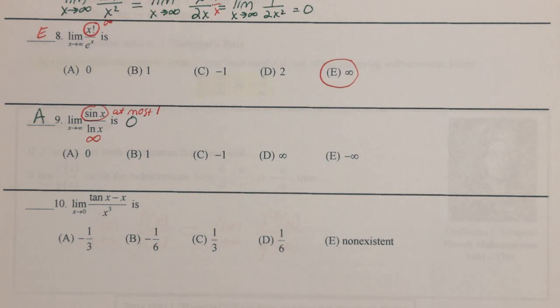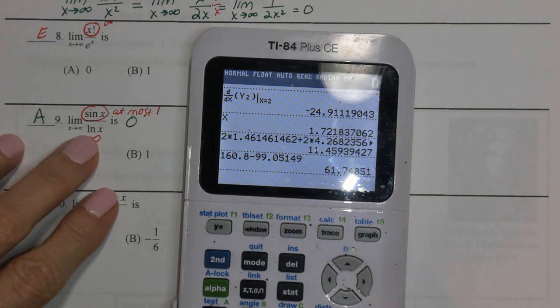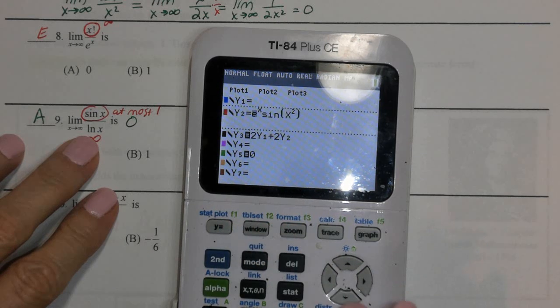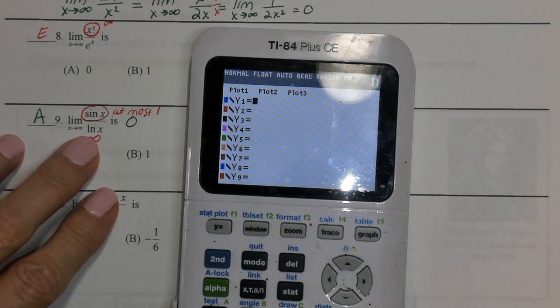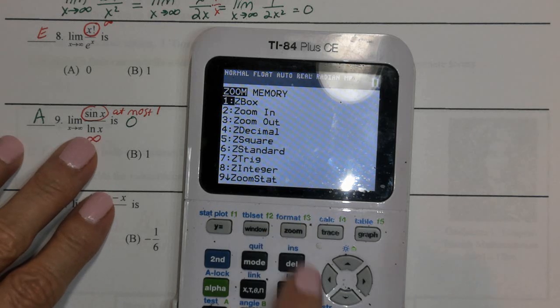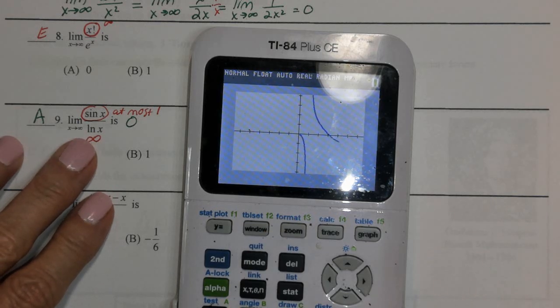If I were to, let me grab my calculator, let me show you that graph. Let me show you sin x divided by ln x. Let me show you what this graph is. I'm going to do zoom 4. It looks a little funny there, but that's what it looks like.